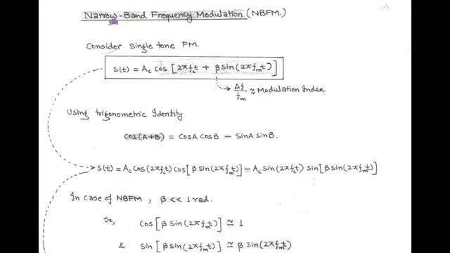So now we first discuss narrowband FM or NBFM. For this, we first consider a single tone FM given by the equation s(t) equals Ac cos(2 pi fct plus beta sin 2 pi fmt). Here beta is the modulation index and it equals delta f upon fm. Here delta f is called frequency deviation and fm is the single tone modulating frequency.